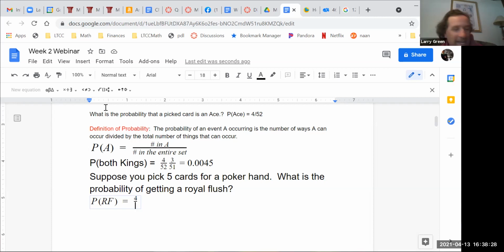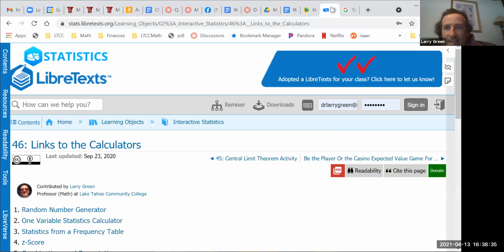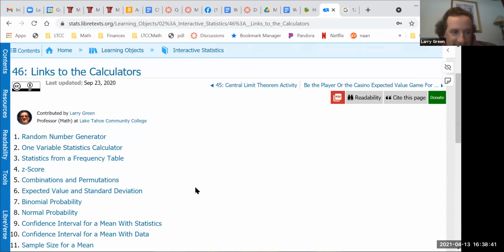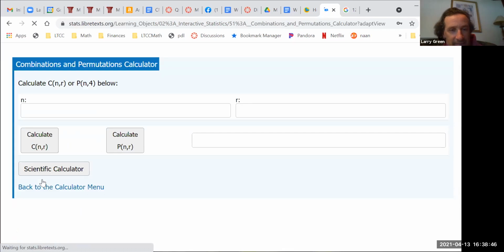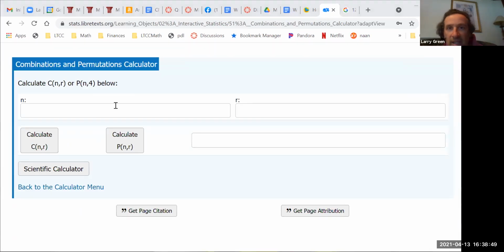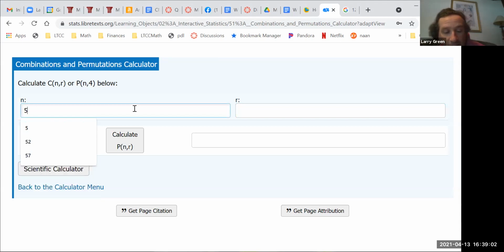And I don't expect anybody to know that one offhand. But here's what we can do. We can use the calculator. So this is called combinations. And number 5 is combinations and permutations. And what combinations do is they say, how many ways are there of picking a certain amount from a larger collection? So in this case, the larger collection is 52 cards. And how many cards are we picking?